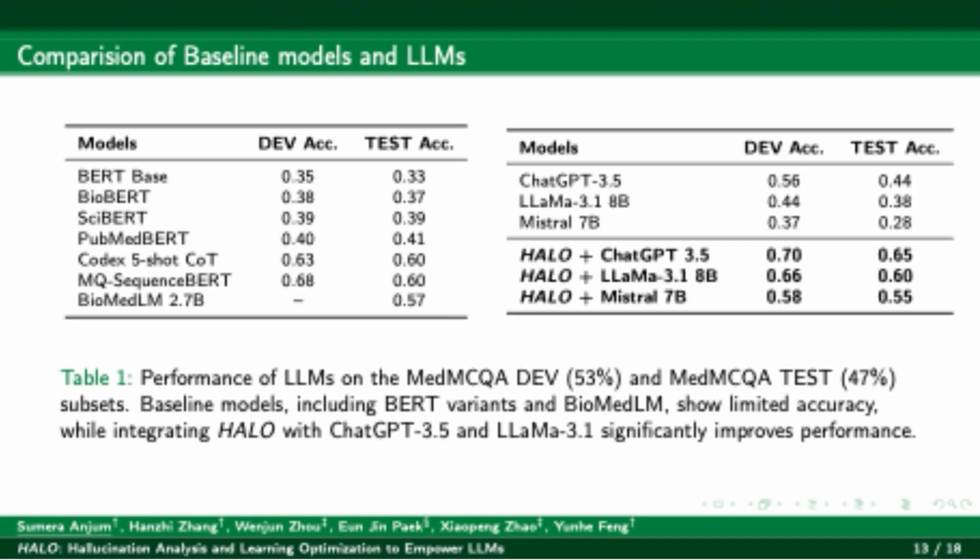Coming to the results, on the left we can see that the BERT models, which are trained and fine-tuned on medical datasets, have achieved the highest accuracy of 60%, which is comparatively low. Coming to the right side, the LLMs have achieved higher accuracy than 60%. First, on the top, it is just the LLM without the Halo framework, and below we can see after integrating the Halo framework, the accuracy has improved consistently without fine-tuning here.